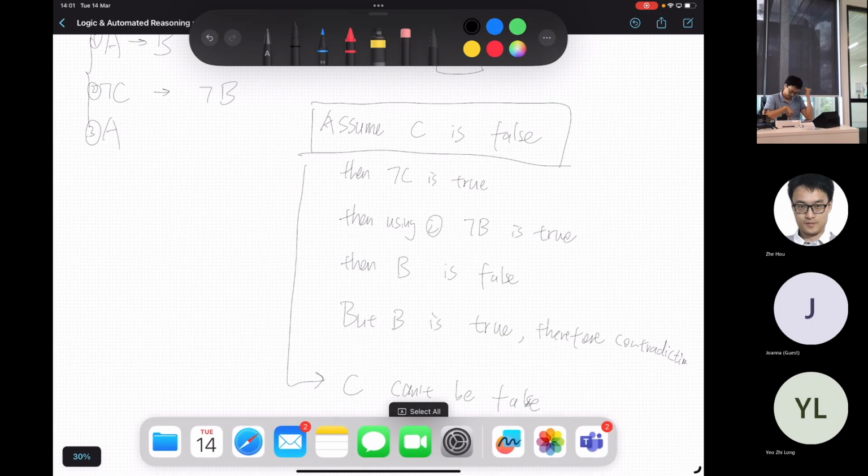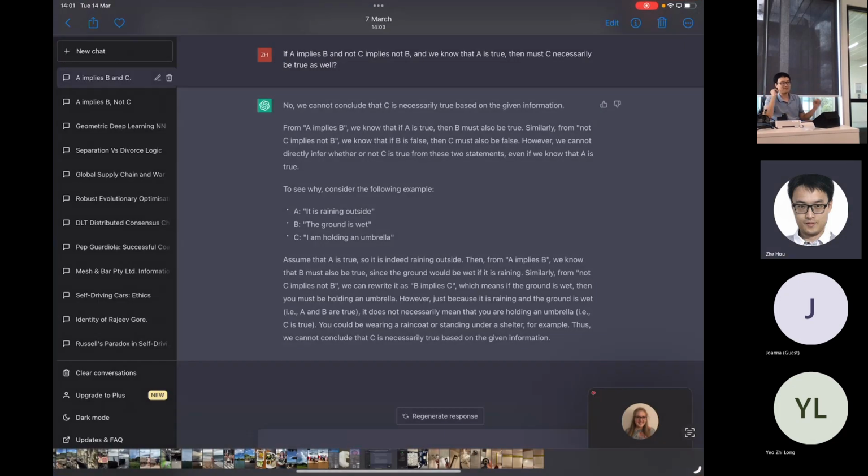So we covered that example, which shows that ChatGPT is wrong in this case. So that's what we needed to do today.